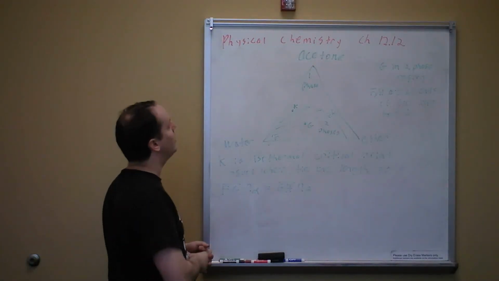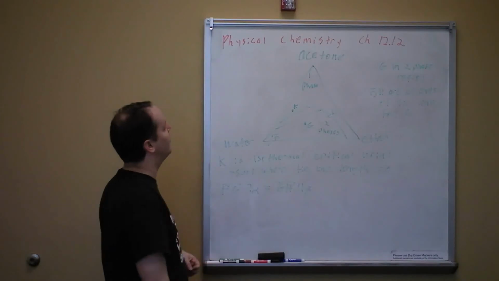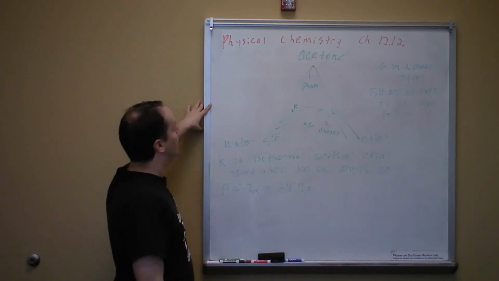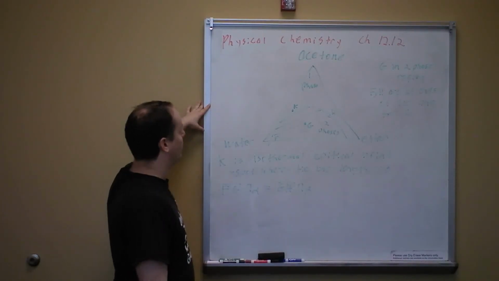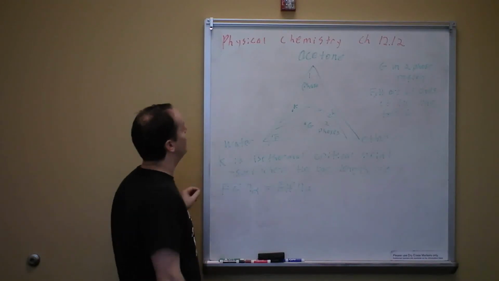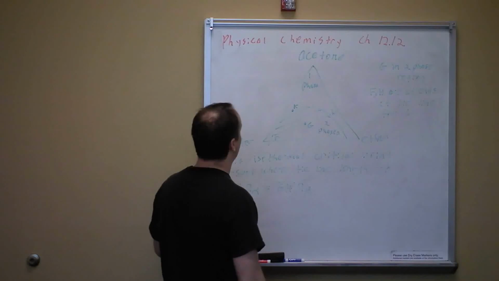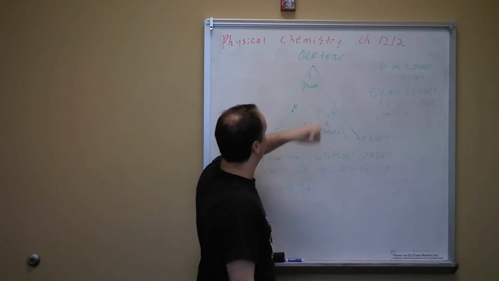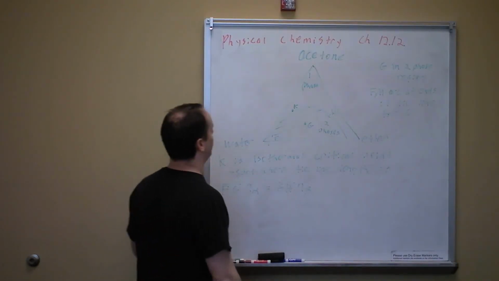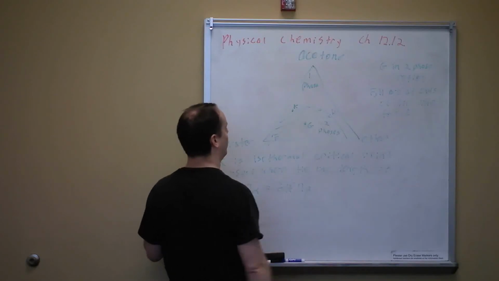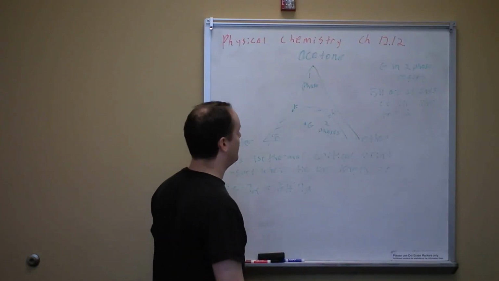Okay, continuing on chapter 12. Actually, this is the very end of chapter 12. So we're talking about three component diagrams here. So we drew acetone, water, and ether, just like on the previous slide. Most of this out here is a one-phase region where the stuff is completely miscible. But in here we have two phases where they're partially miscible.